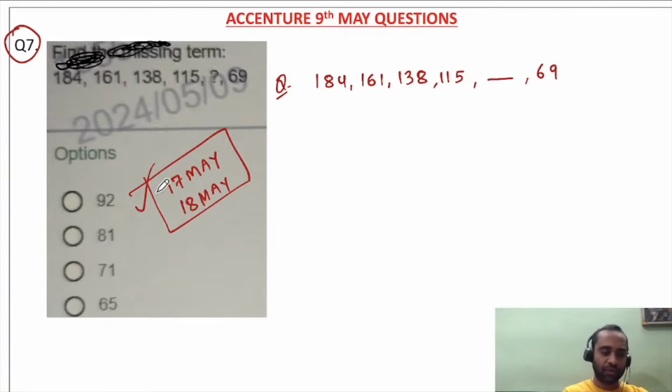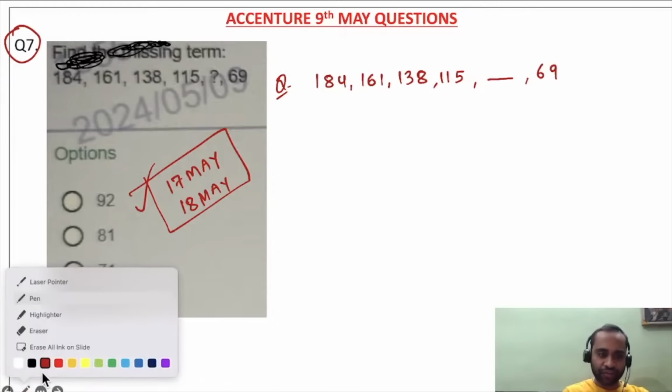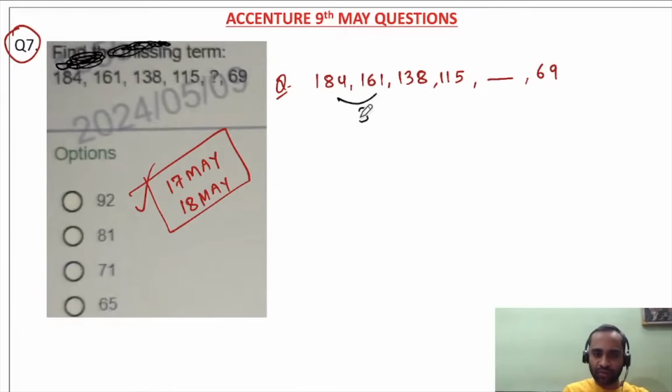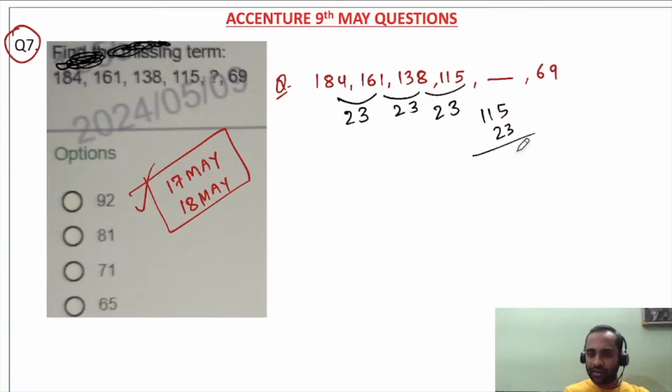Okay, now can you please solve this question? Okay, so 184. Now let us try to take the difference. 4 minus 1 is 3, and 8 minus 6 is 2, and 11 minus 8 is 3, 5 minus 3 is 2, 8 minus 5 is 3, and 13 minus 11 is 2, 115 minus 23 is 92. Okay, so 92 will become the correct answer for this particular problem.